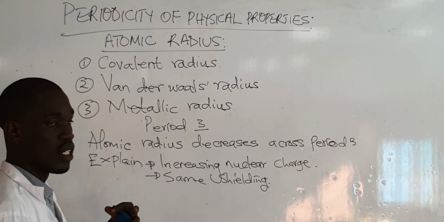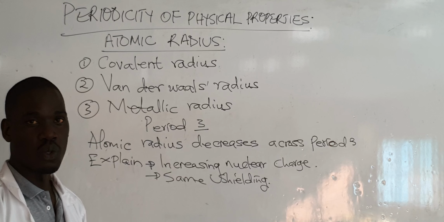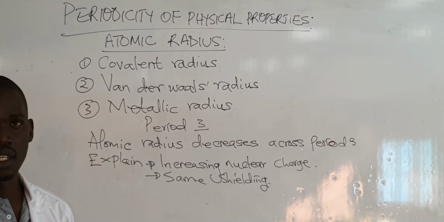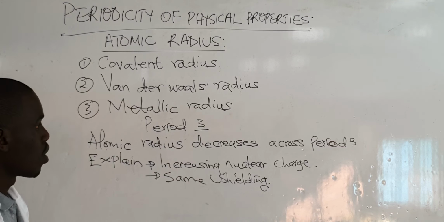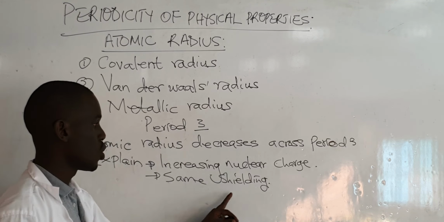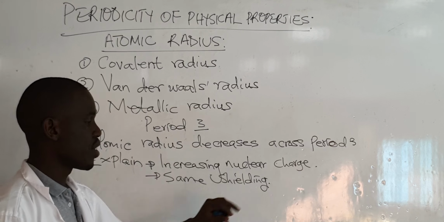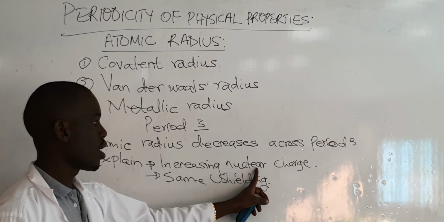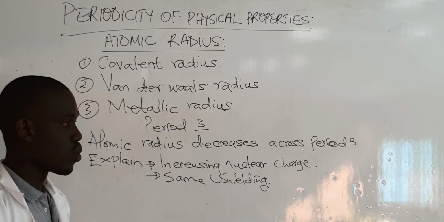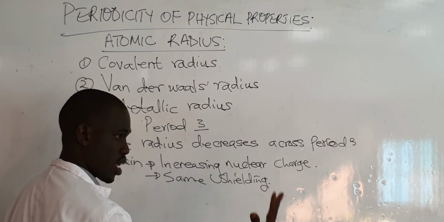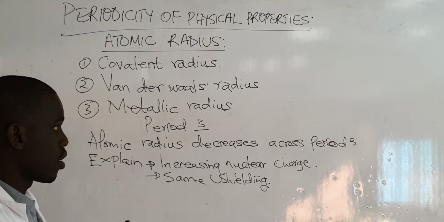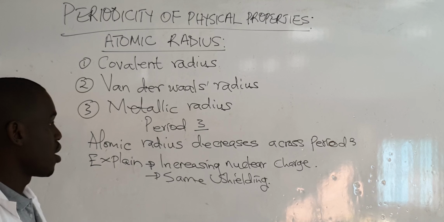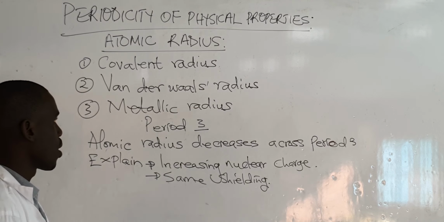The opposite happens when you are going down the group. Going down the group, take for example group 2, the atomic radius is going to be increasing because of increasing shielding effect down the group, and then decreasing nuclear charge. So the outermost electrons are farther from the nucleus, and so they are not strongly held to the nucleus.